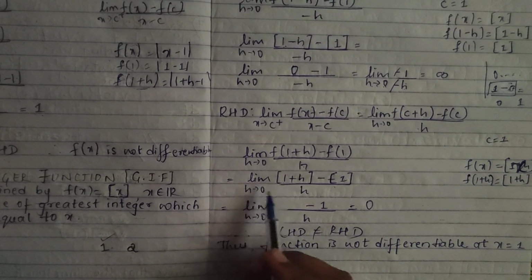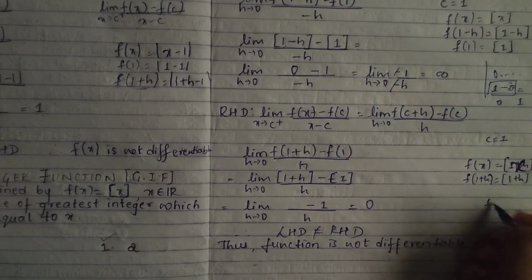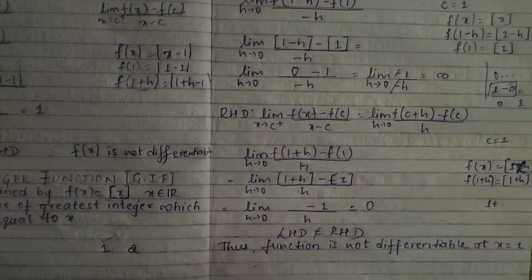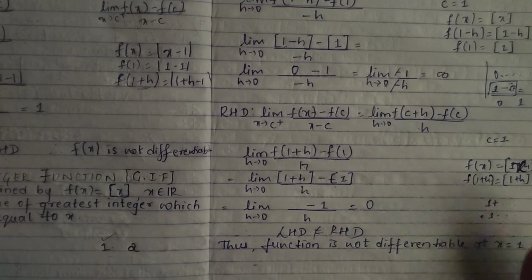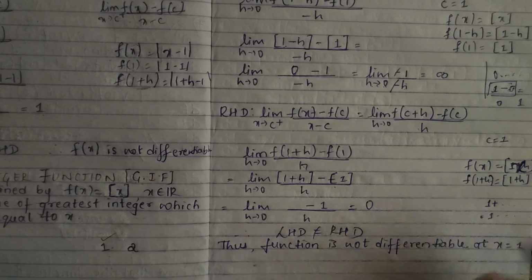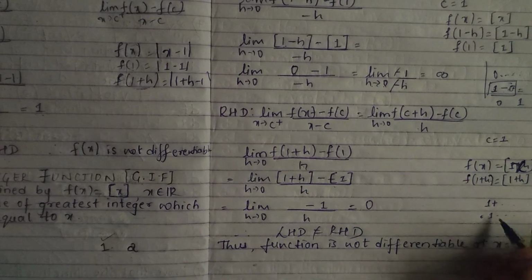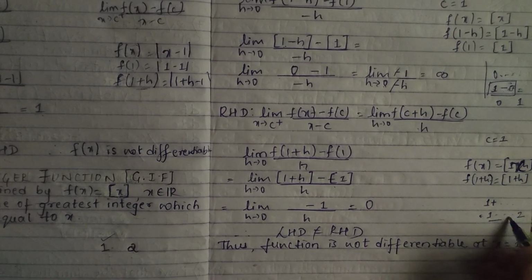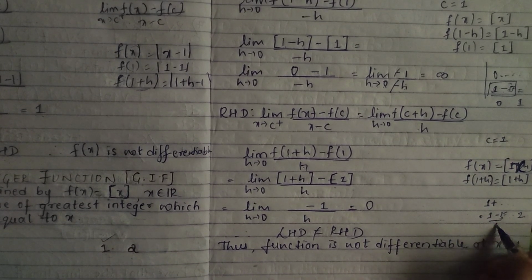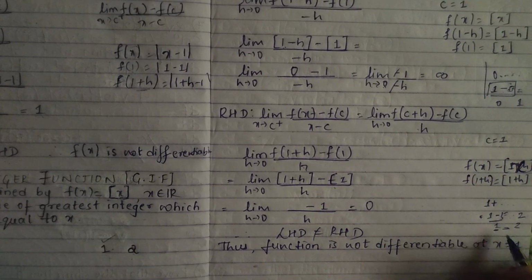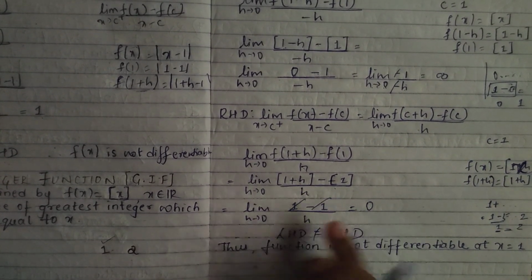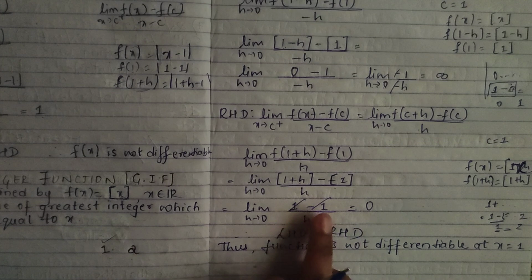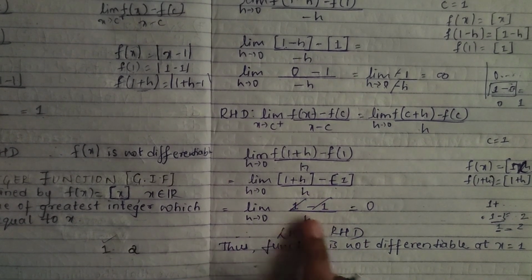Now here also see, for any value of h, if I put 1 plus h, whatever I do, I will get 1 point something. I may get 1.2, 1.3, 1.4, whatever. So that value will be lying between 1 and 2. Suppose I get 1.5, this value is lying between 1 and 2. So the nearest lower value is 1. So here you will get 1. Here 1 minus 1 gets cancelled and you will be left with 0. Here it is 0 and h tends to 0 is 0.